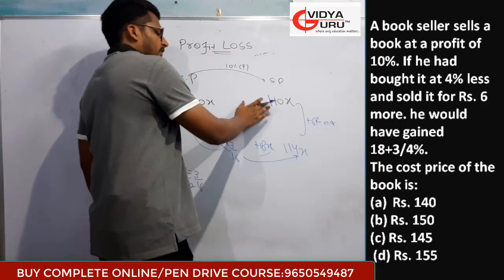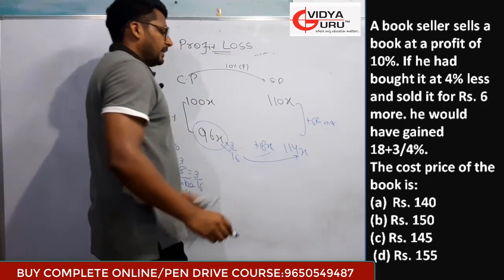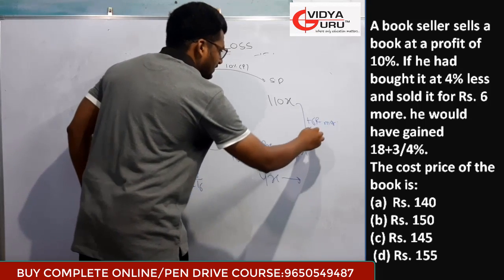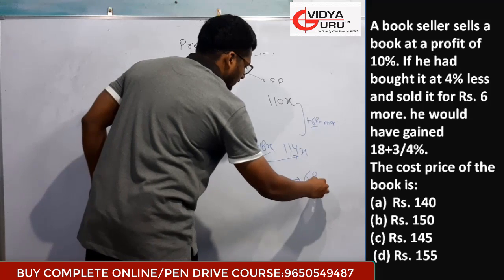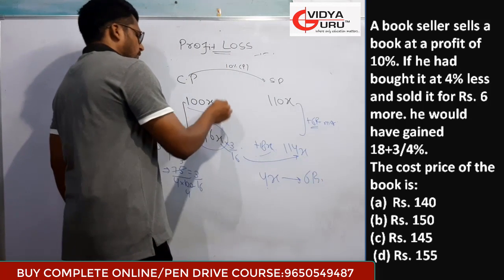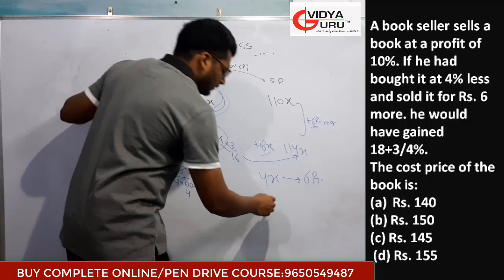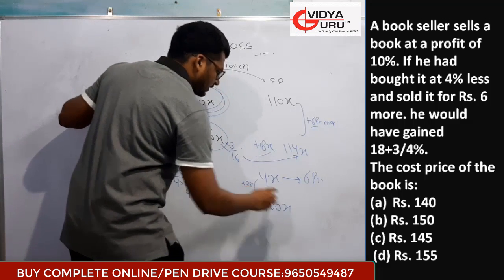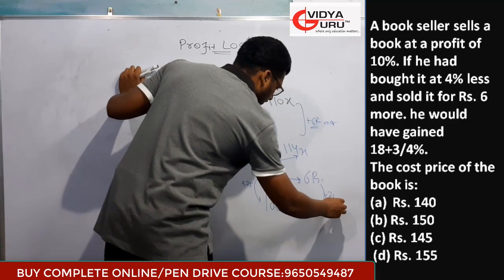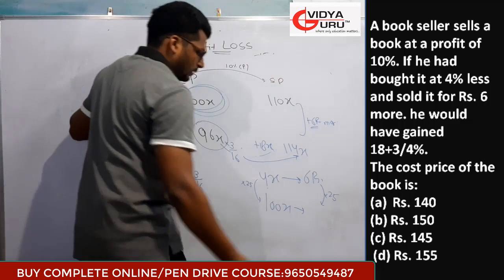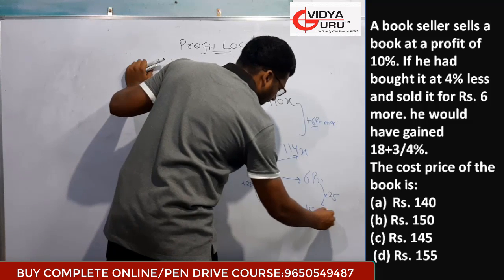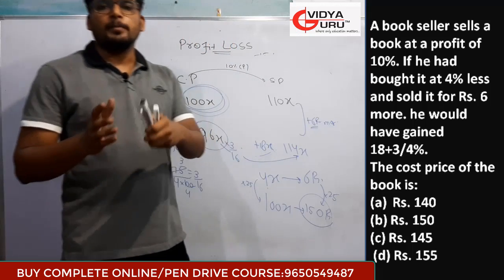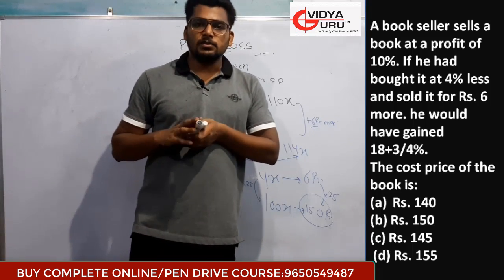The SP became 114x from 110x. It is increased by 4x. But according to the question, it is increased by 6 rupees. So the value of 4x is 6 rupees. We need to find out the CP, the value of 100x, which is 25 times. Then we will make it 25 times. It will be 150 rupees. Option number B will be the correct answer of this question.